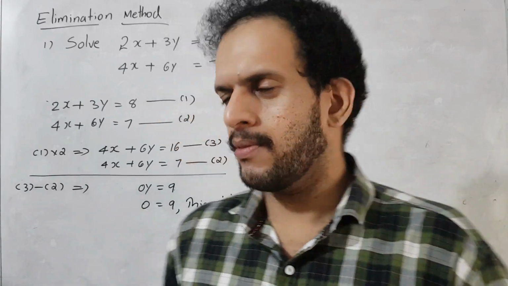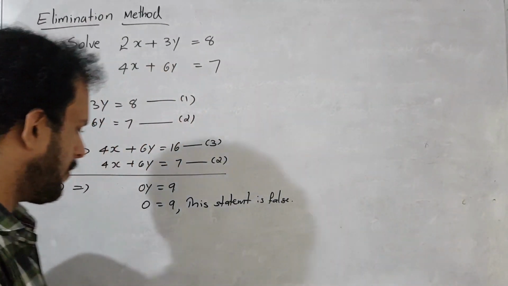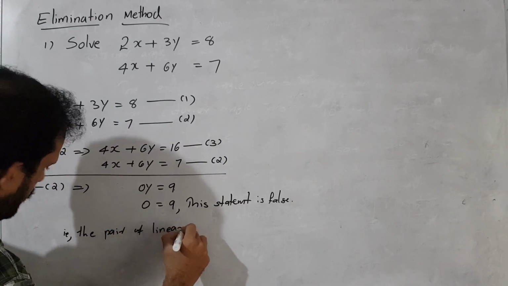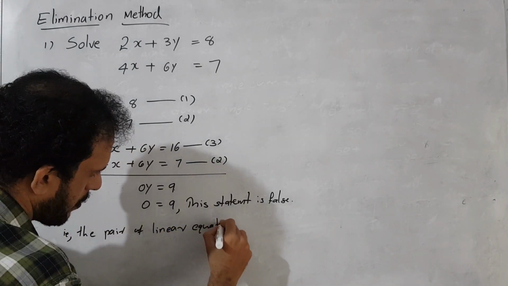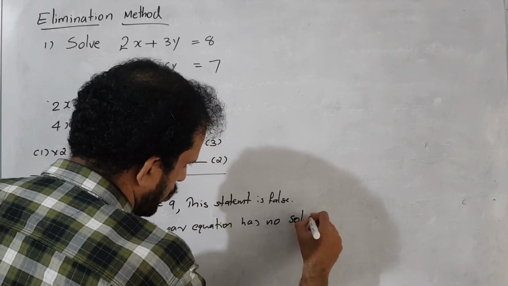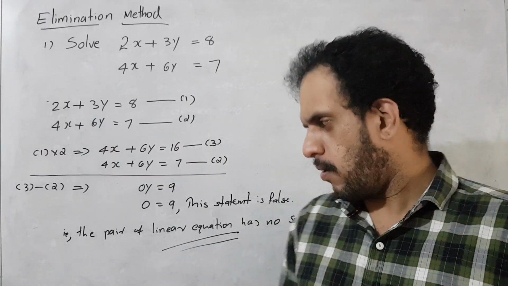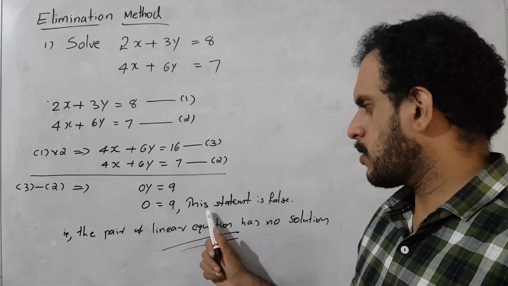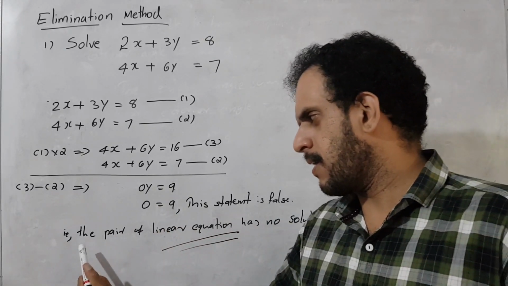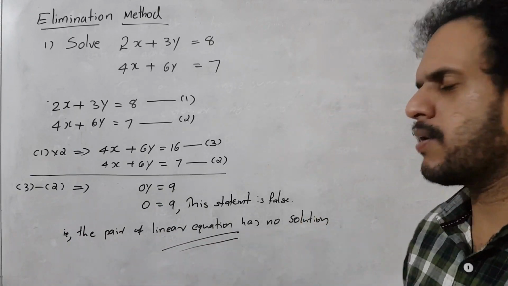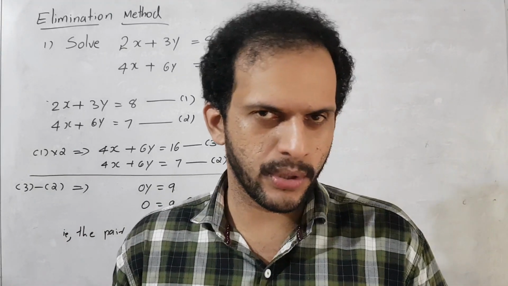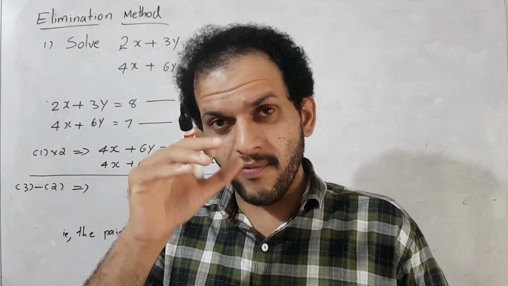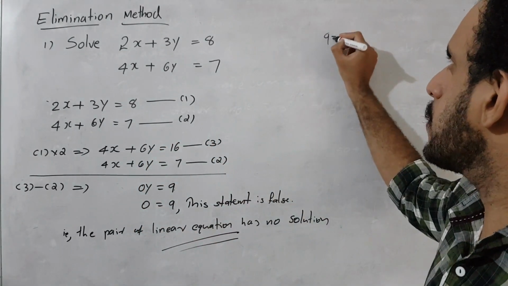Did you get it? That is no solution. If false, then what is the meaning? If 0 is equal to 9, this statement is false. That means the pair of linear equations has no solution. Did you get it?